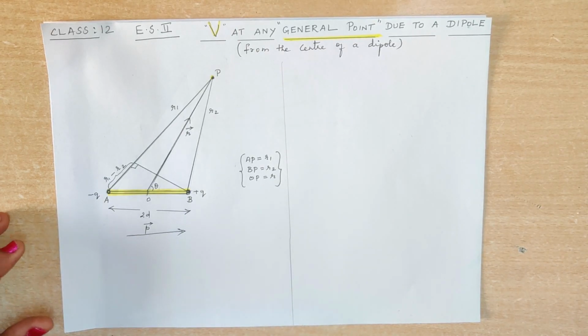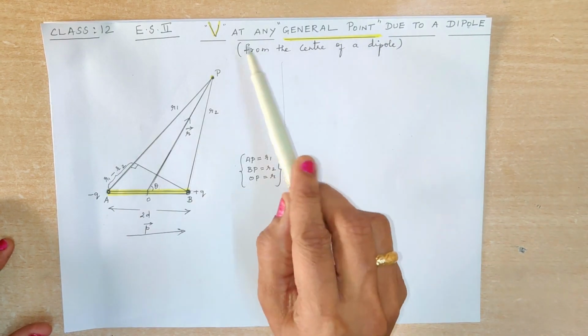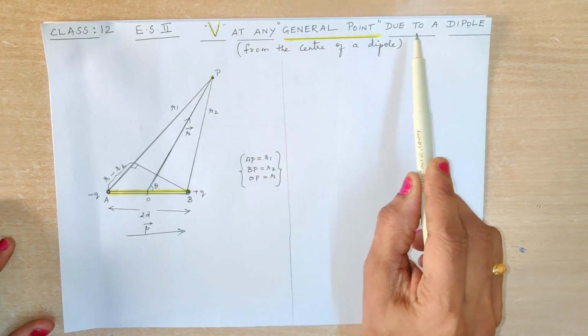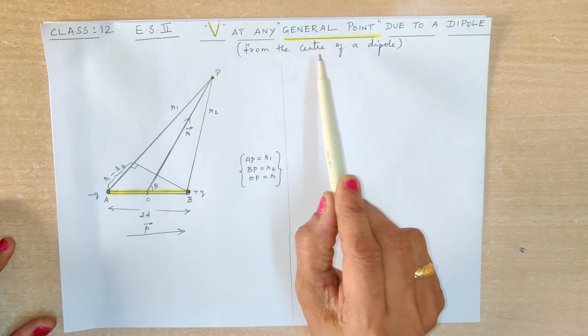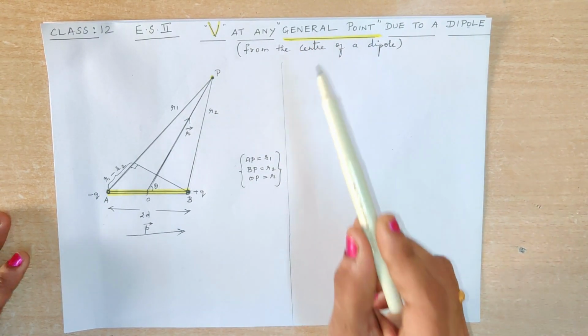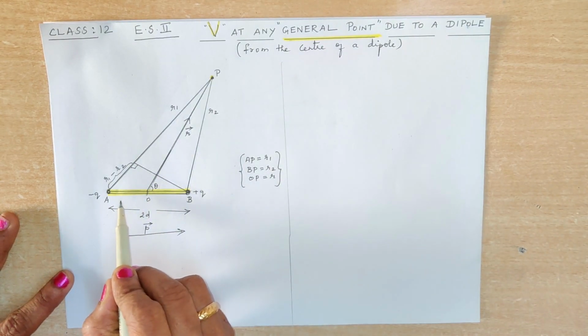Hello students, in this video we are going to learn about electric potential at any general point due to a dipole, and this general point should be from the center of a dipole. This is our question. So look at this diagram.